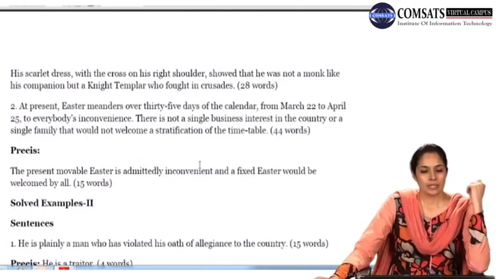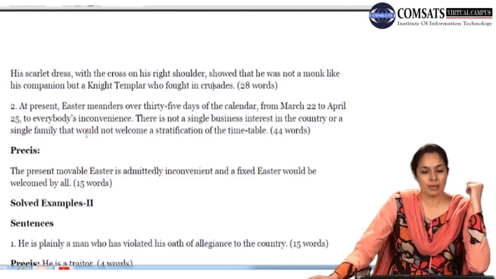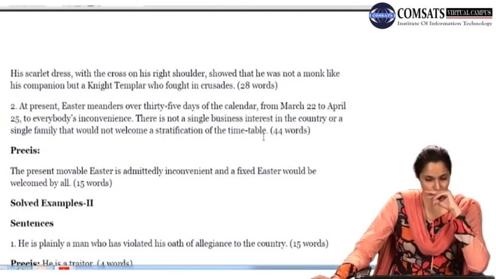Paragraph number 2. At present, Easter meanders over 35 days of the calendar, from March 22 to April 25, to everybody's inconvenience. There is not a single business interest in the country or a single family that would not welcome a stratification of the timetable.